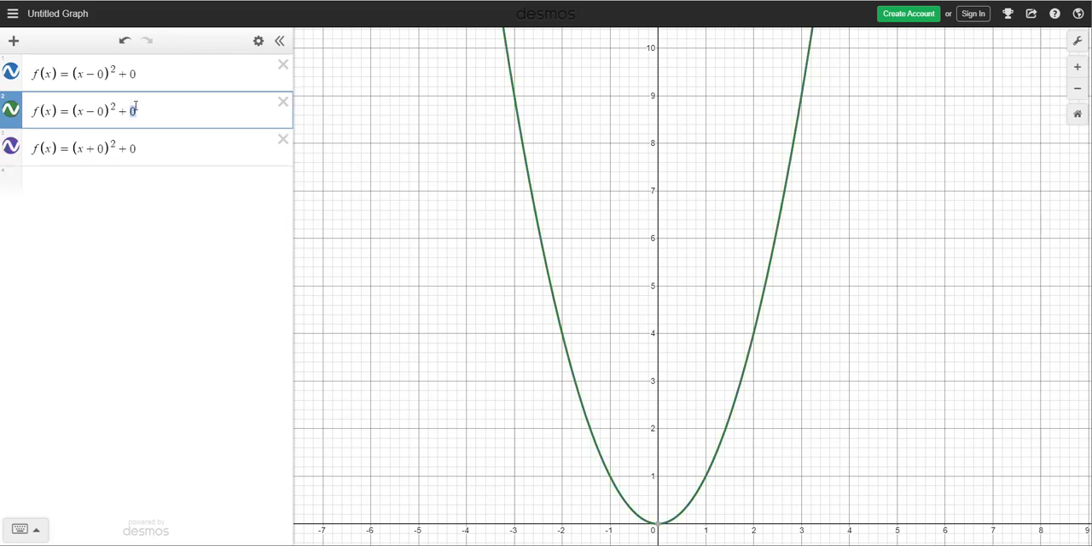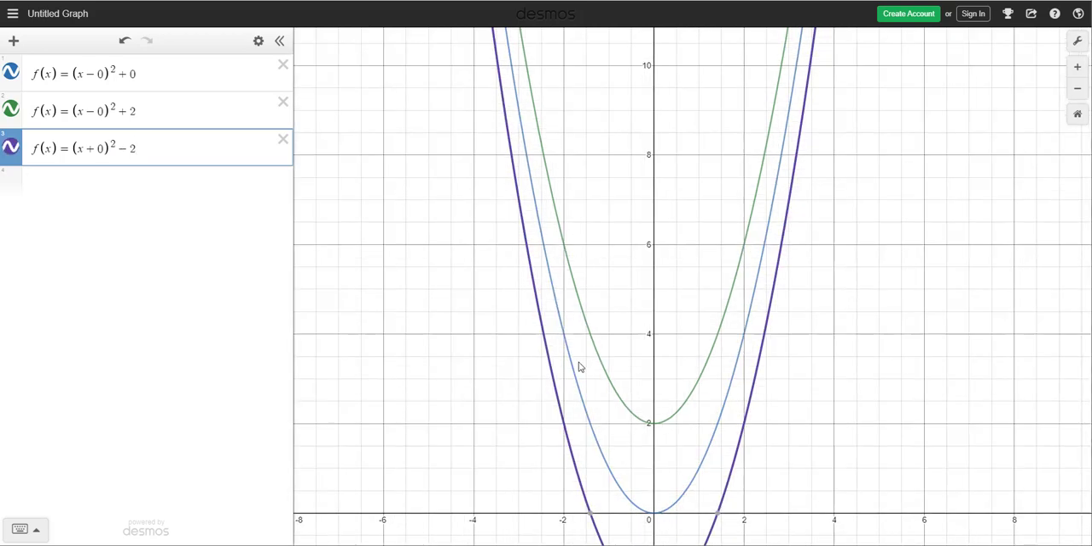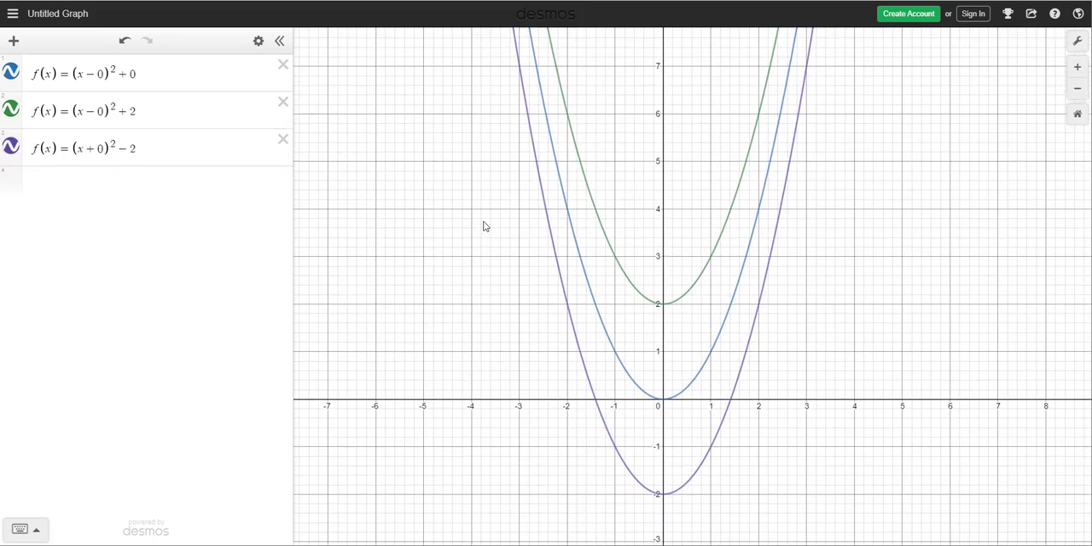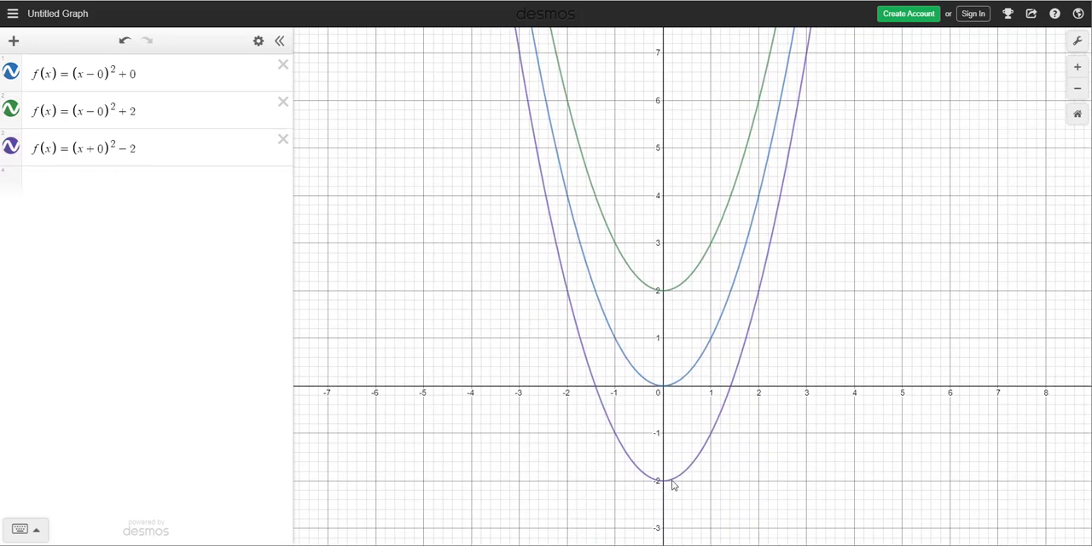So if I change this to a 2, notice how we still have over 1, over 1, up 3. But what happened was the vertex shifted up 2. Okay, so we kept the same x value, but our y value is what has changed. So let's try, you guessed it, -2. And then if we move this graph down, we can see that we vertically shifted down by 2 units. Okay, so that is what our horizontal and vertical translations look like.